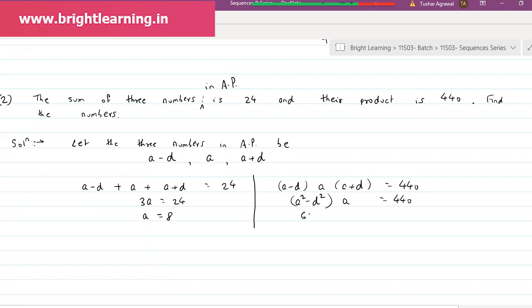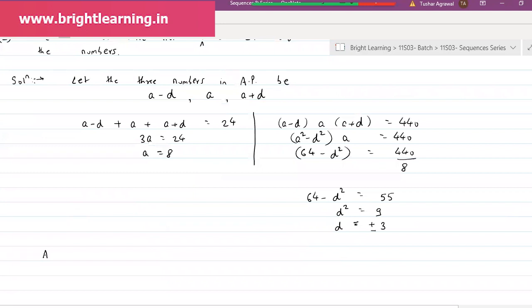So sir, if I just substitute, this becomes 64 minus D square equals 440 upon A, that is 8. So 64 minus D square, this turns out to be 55. So D square equals 9. So D equals plus or minus 3. So the terms will be, sir, either AP1 that we are getting. So middle term will be 8. If I consider D equals positive 3, then 8 plus 3 is 11, and the previous term will be 8 minus 3, that is 5.